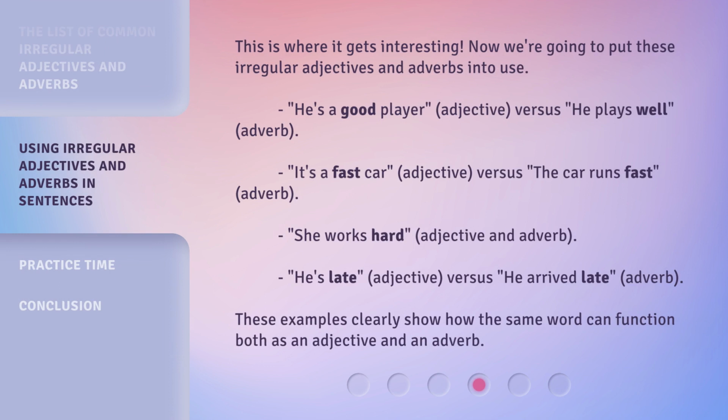This is where it gets interesting. Now we're going to put these irregular adjectives and adverbs into use. He's a good player (adjective) versus he plays well (adverb). It's a fast car (adjective) versus the car runs fast (adverb).